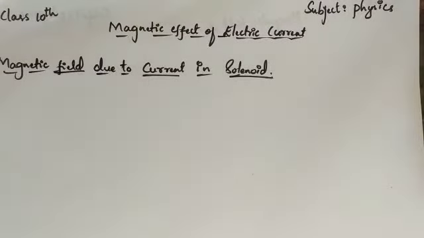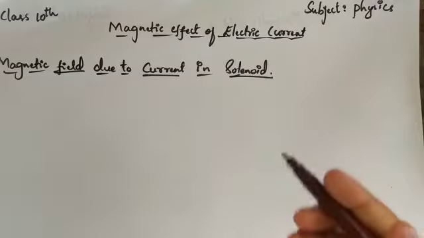Hello, children. Today, under the magnetic effect of electric current, let us continue with what we have discussed previously. Previously we were discussing the magnetic field in a circular loop. Today we are considering a solenoid.